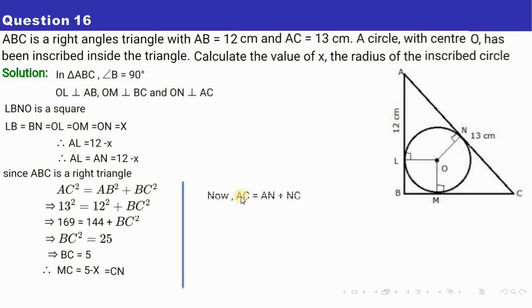Now let us go to the last part, that is AC. This AC can be written as AN plus NC, isn't it? AC is given to be 13, and AN is 12 minus x, right? And NC or CN is equal to 5 minus x, right? So instead of NC I have written 5 minus x. From here, quickly solve this and find the value of x, which turns out to be 2 centimeters, right? And our aim is to find the value of x here. All right, so you may pause the video to note this down.